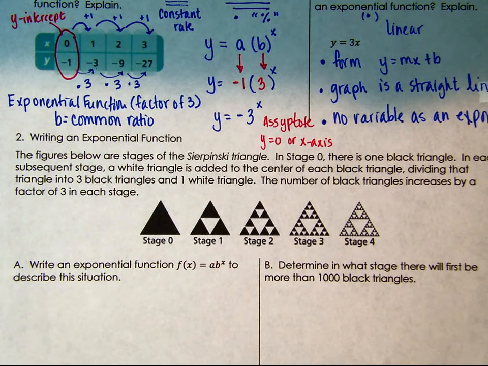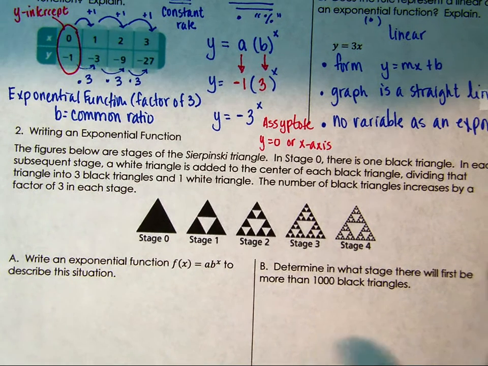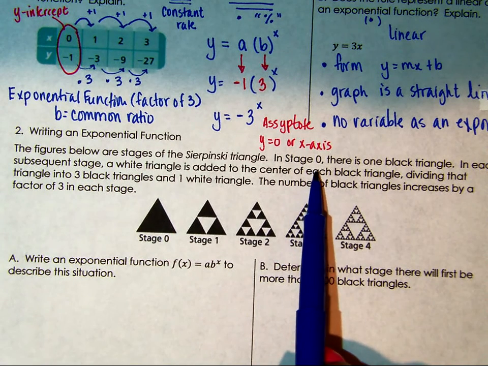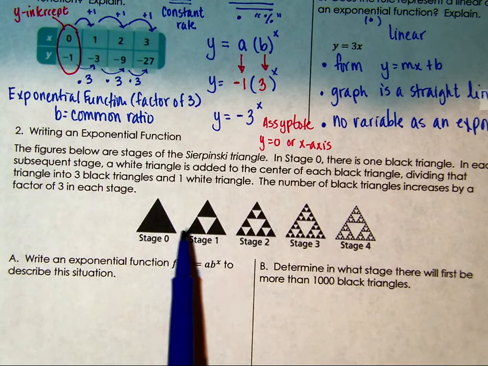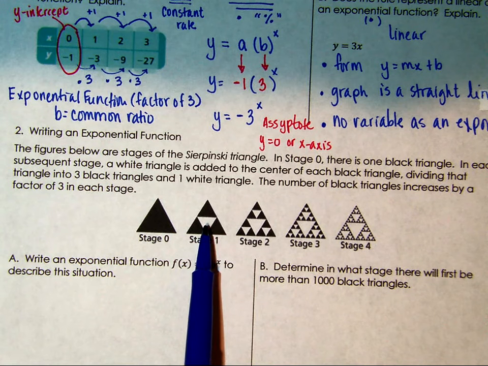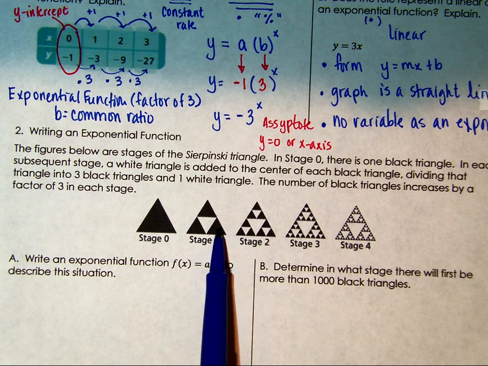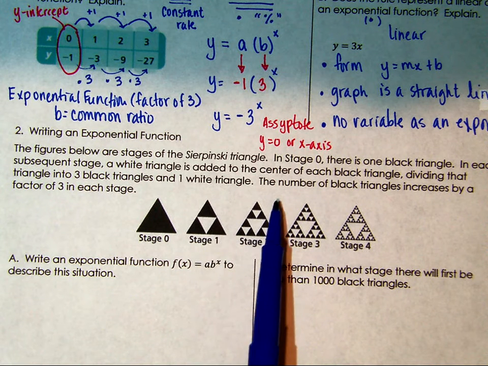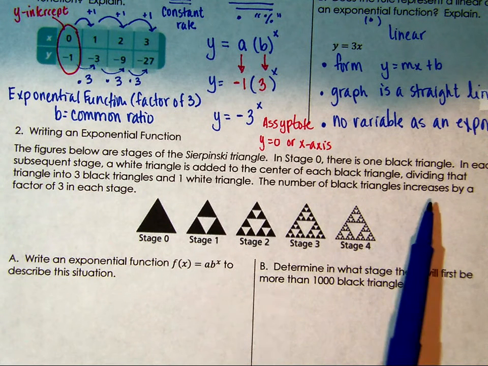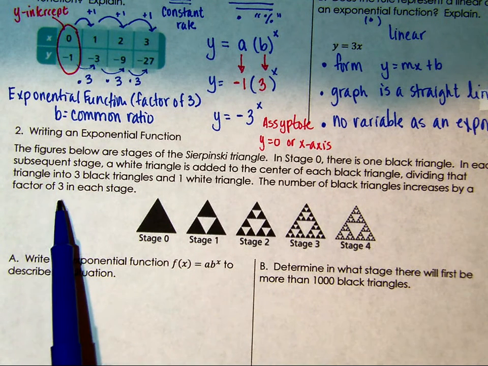It says the figures below are stages of the Sierpinski triangle. In stage 0, there is one black triangle, and each subsequent stage, a white triangle is being added to the center of each black triangle, dividing that triangle into 3 small black triangles and 1 white triangle. The number of black triangles increases every single time by a factor of 3 in each stage.